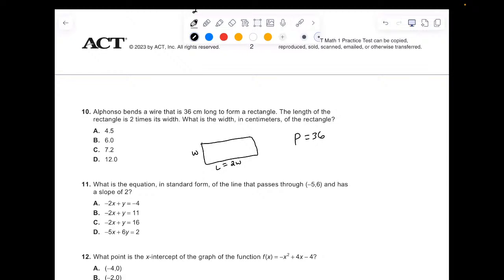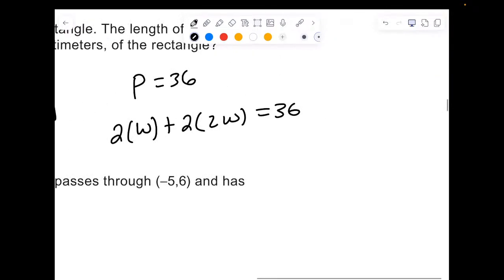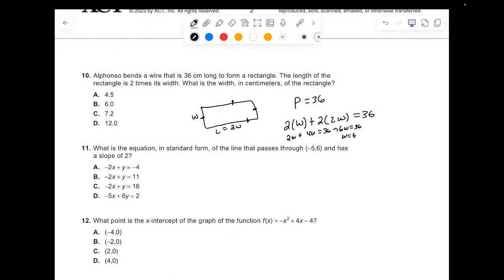Okay, so we know that there are 2 sides for the width, and there are 2 sides for the length, and that's going to be equal to 36. So 2w plus 4w equals 36. 6w equals 36, w equals 6. Perfect.